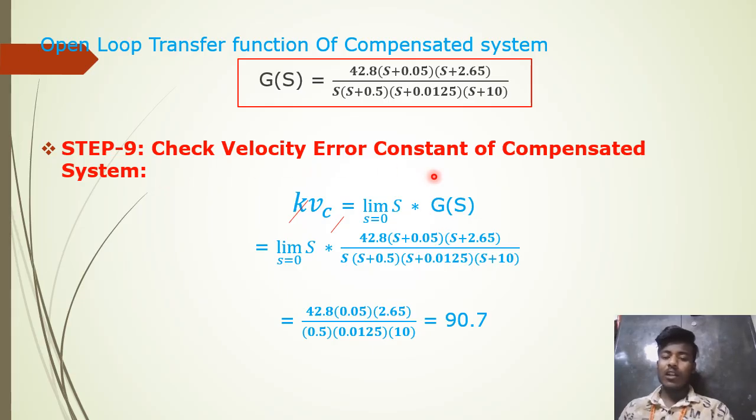Step 9. Checking velocity error constant of compensator system. We know the formula KVC equal to limit S tends to 0 of S into G of S. Limit S into 42.8 by S into S plus 0.5 by S into S plus 0.5 into S plus 0.0125 into S plus 10. Which we get as 90.7.